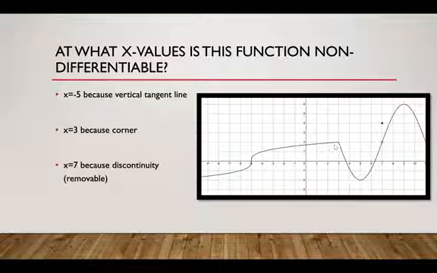We can see that the left hand derivative is going to be pretty low, let's just say 0.1. Here we have a negative slope, pretty high in magnitude, let's just say -2. So very clearly, those two are not equal, and we get this very sharp corner here. All right, so at x equals 3, that's going to be non-differentiable. Okay, and then moving on to this last one, we have a removable discontinuity, so that's going to be non-differentiable as well.